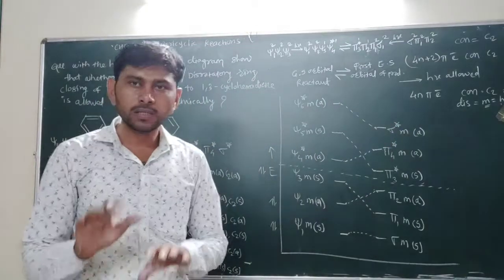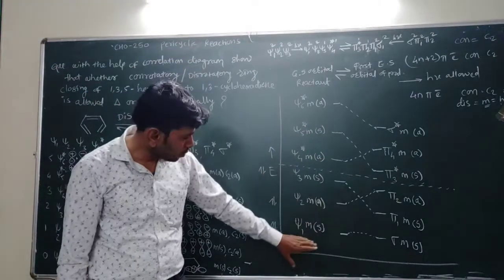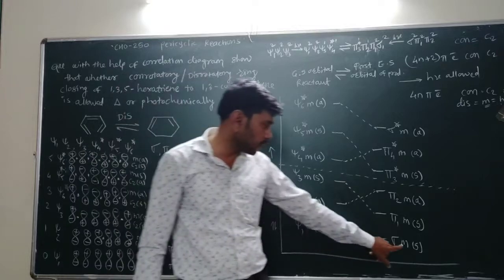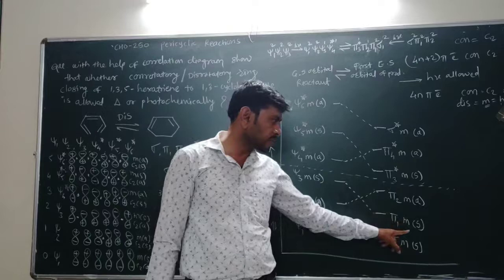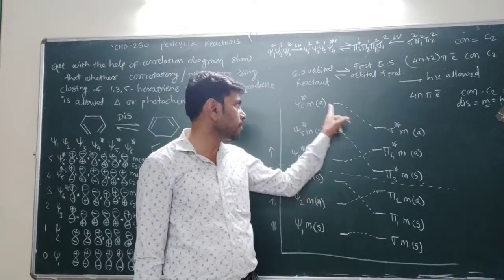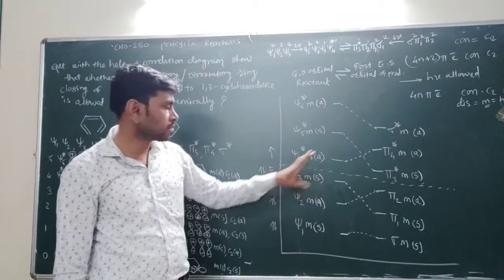So all the same symmetries we have correlated here, that we call a correlation diagram. Symmetric is correlated with symmetric, asymmetric with asymmetric, symmetric with symmetric. Here asymmetric is correlated with asymmetric, symmetric with symmetric, and asymmetric with asymmetric. So all the same symmetries we have correlated here.